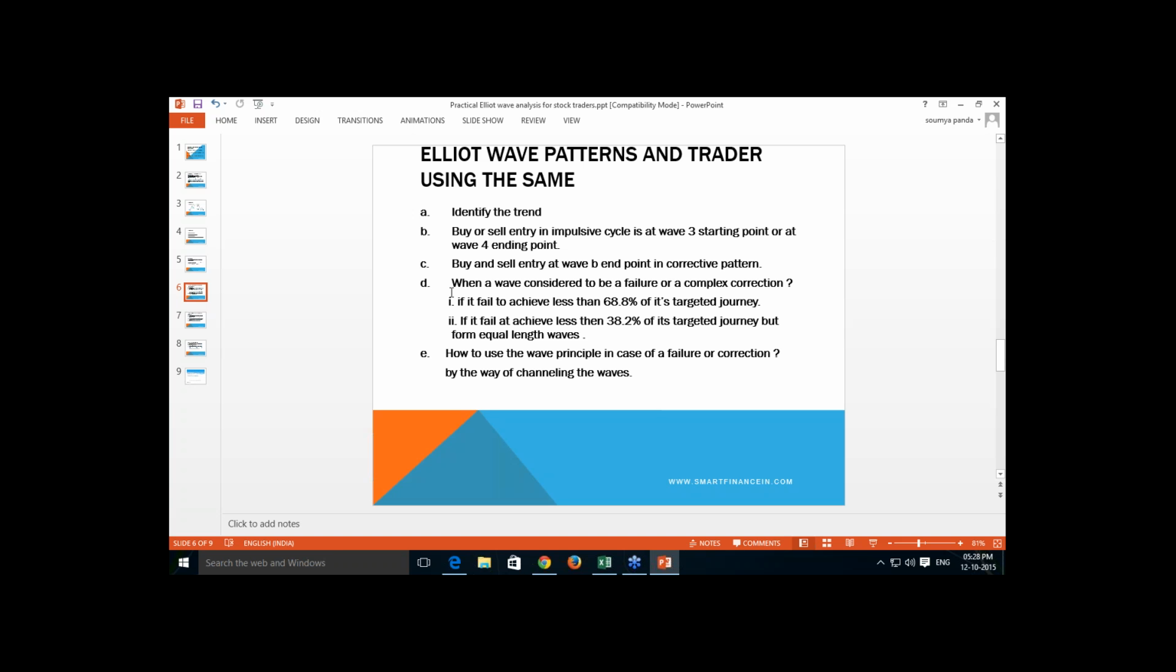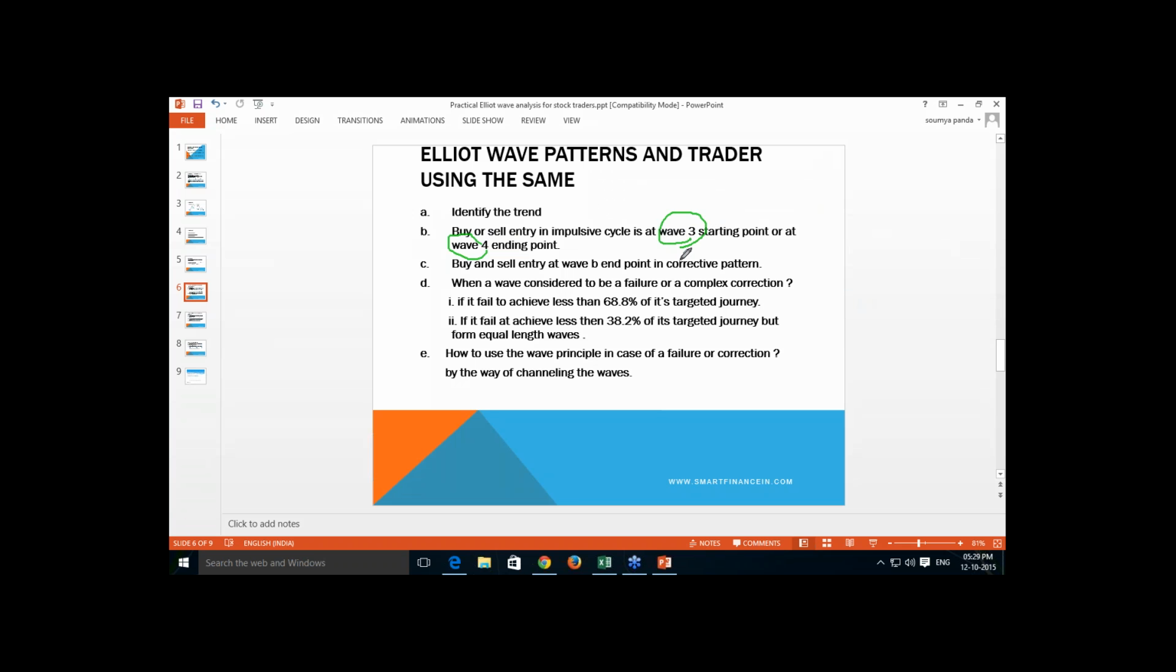So here, after constructing this wave, what are the other things you require? You require to identify a trend. You require to enter a buy or sell trade wherever you want. Then you need to know where these patterns are going to change, so I will book a profit and come out. In an impulsive cycle, whether it is a rising impulse or a falling impulse, the wave 3 starting point or wave 4 ending point is the best point where you can enter a buy or sell trade.